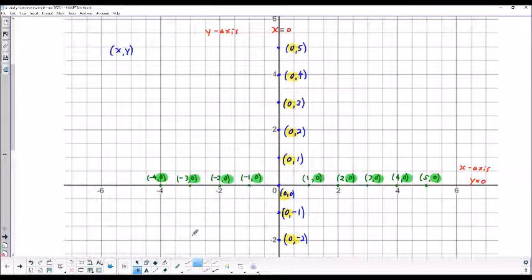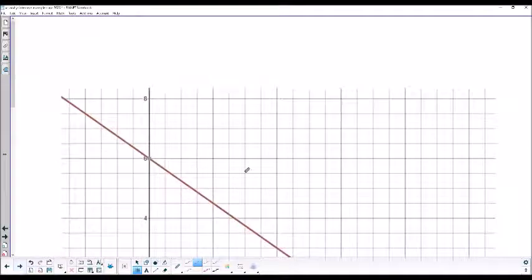Now I'm going to move on to the next portion. We've established that the y-axis has an equation of x equals 0, and the x-axis has an equation of y equals 0, meaning every single point on the y-axis has an x-coordinate of 0, and every single point along the x-axis has a y-coordinate of 0.